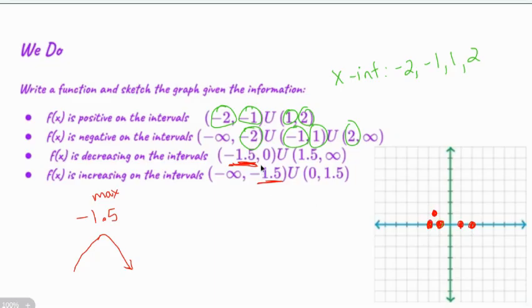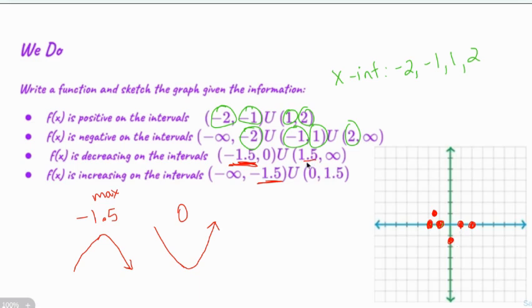Now what about 0? 0 goes from decreasing to increasing. So something like that. So 0 might be right here. And then 0 falls between -1 and 1, which is in the negative interval. So yeah, that'll be below the x-axis.